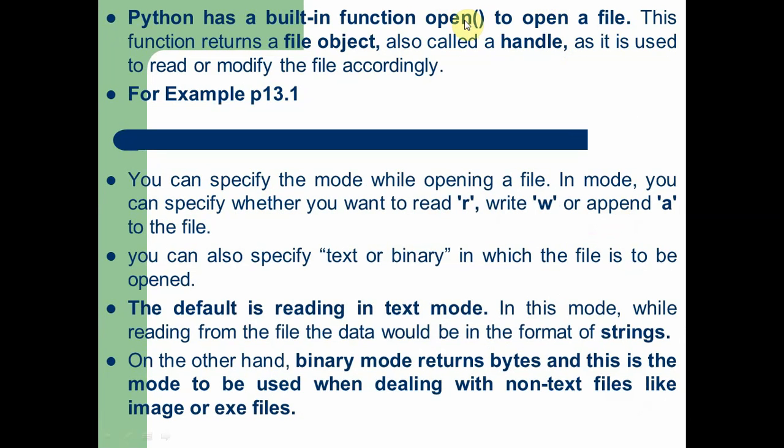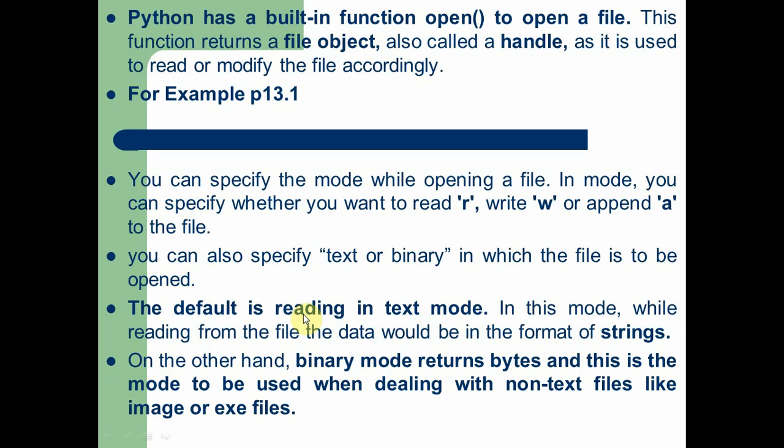So the open function is also used to open any file using a Python program. For that, we want to know the syntax of the open function and the different modes of opening a file. Generally there are three modes: read, write and append, which can be used with a text or binary file.